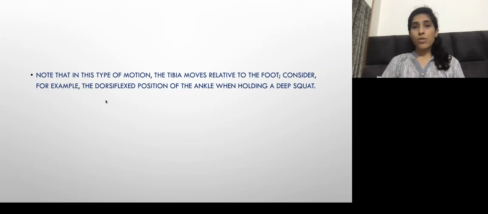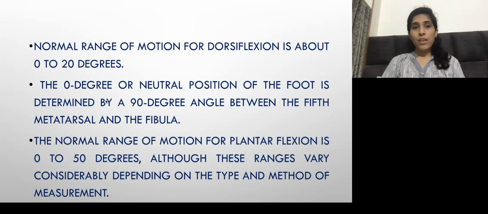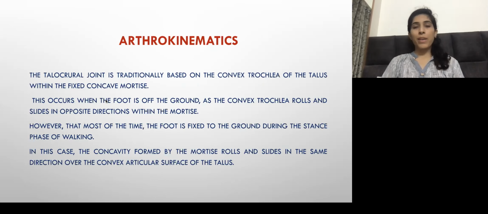The talocrural joint, or ankle joint, is made up mainly of the proximal and distal articulating surfaces of the tibiofibula and talus respectively. The tibia and fibula have a concave surface, whereas the talus contains the convex surface. Then the normal 1 degree of motion is dorsiflexion and plantarflexion. Normal range is 0 to 20 degrees of dorsiflexion and 0 to 50 degrees of plantarflexion.